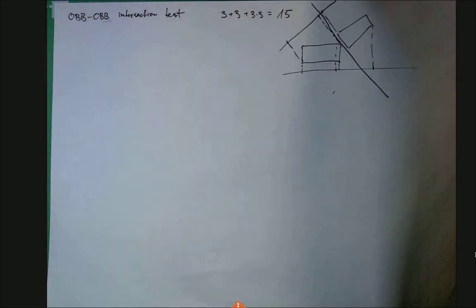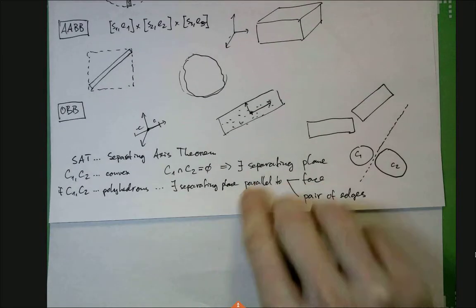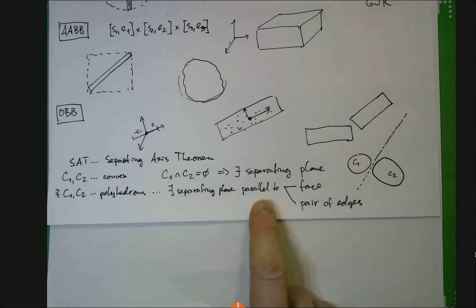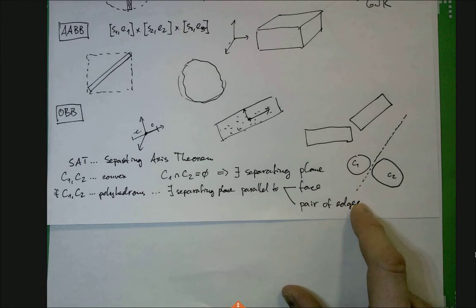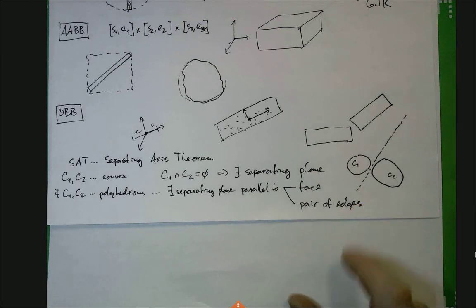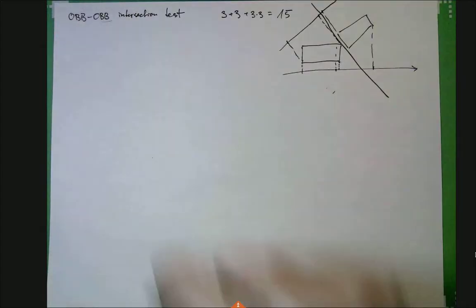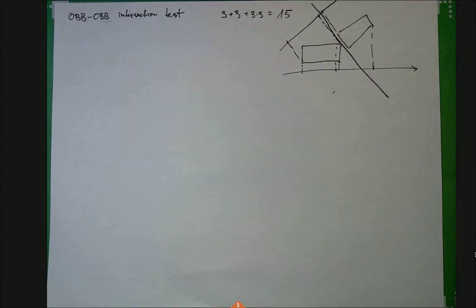But thanks to the SAT theorem, if I test all 15 candidates and I don't find a separating plane, then I can conclude that they really are intersecting. So this test really is perfect, which is an interesting property of OBBs, and I guess the reason why OBBs are practical in collision detection.